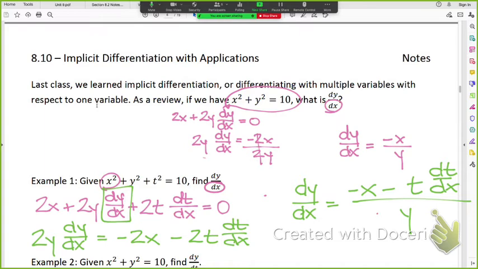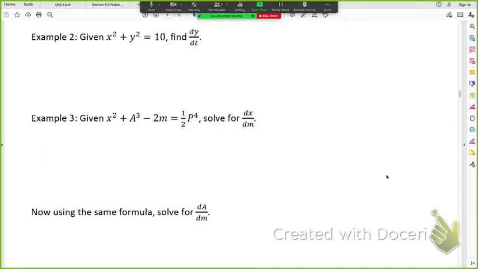When I am looking at example 2, what is the difference between the original review question we did and now example 2? You got dt on bottom. Now I have dt on bottom. So the question is going to be, does my variable match that? No. Okay, none of the variables match that, which means they're all special, right?